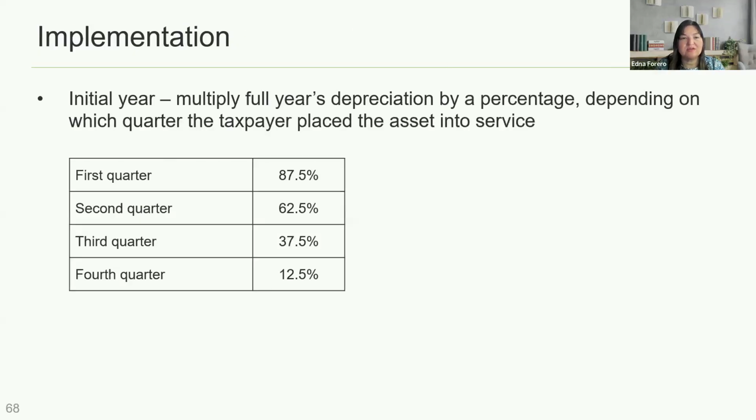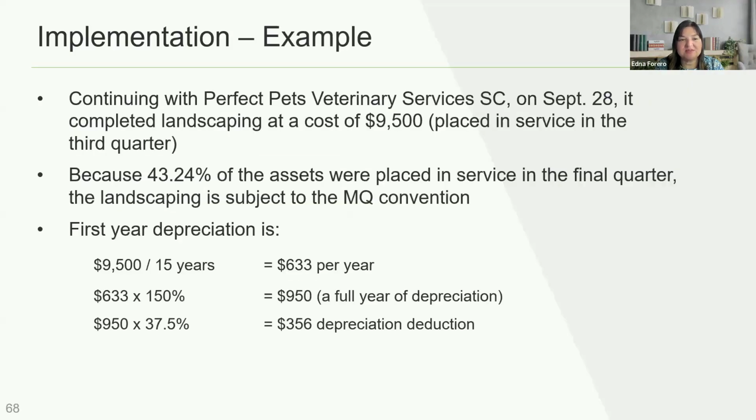All right, so implementation is the second half of that determining factor for mid-quarter convention. So we look at the initial year and multiply the full year of depreciation by a percentage depending on which quarter they placed it in service. So we talked a little bit about this, that first quarter, second quarter, third quarter, or did they place them all in the fourth quarter? So it doesn't matter when they actually placed it in service. We want to look at what the total is and what the percentage is to determine what we're going to use to depreciate that. So here's an example.